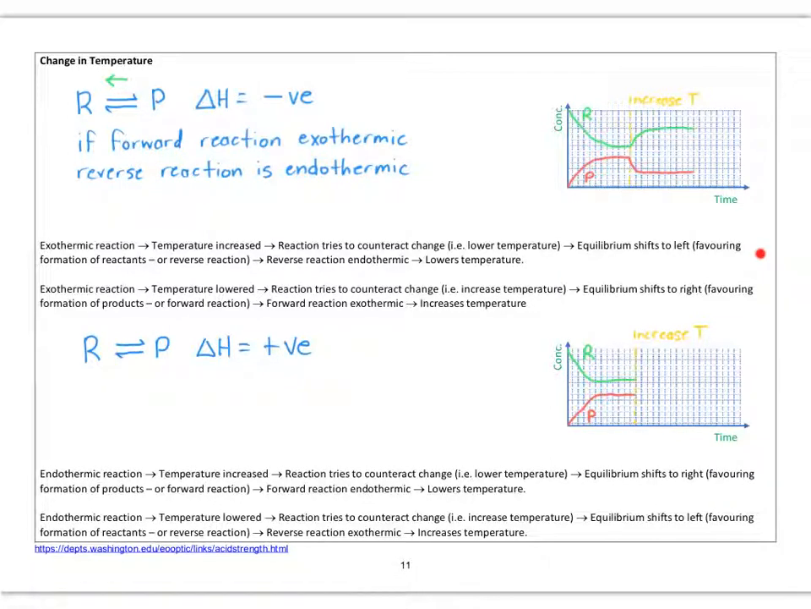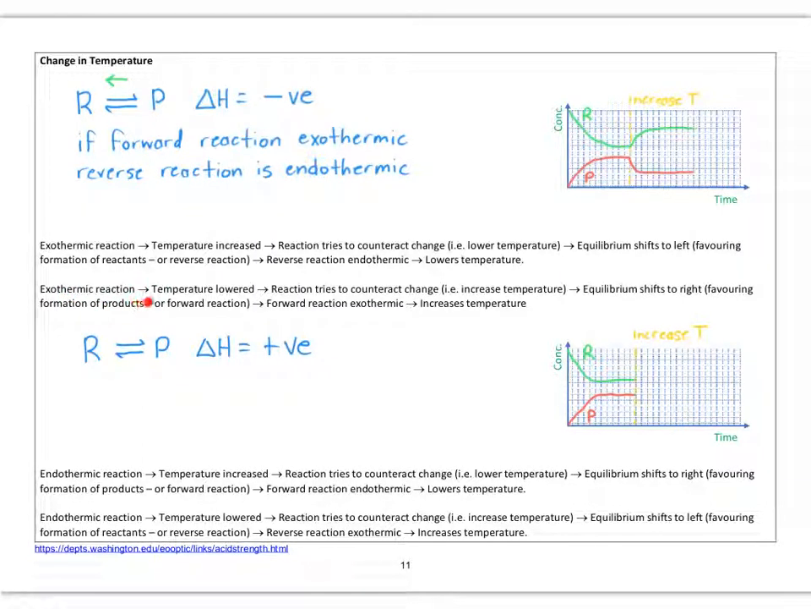This can be quite a problem in industry, and we'll talk about this a lot in the next topic, because often you want to increase the temperature to increase the rate, but if you increase the temperature to increase the rate, you might lower the yield, because you're going to get the reverse reaction more favoured.